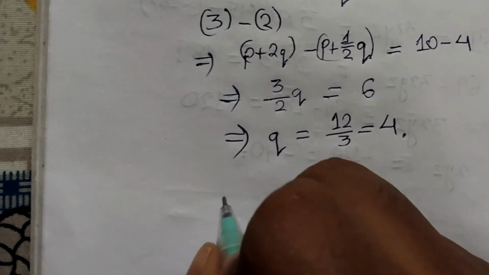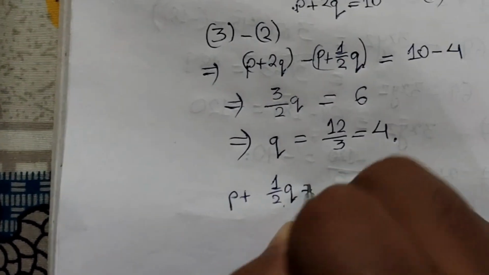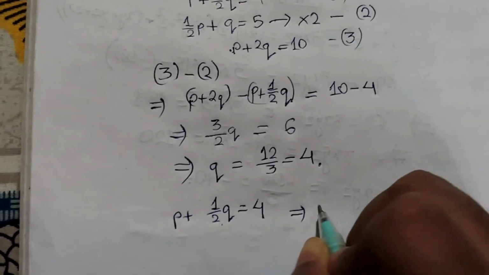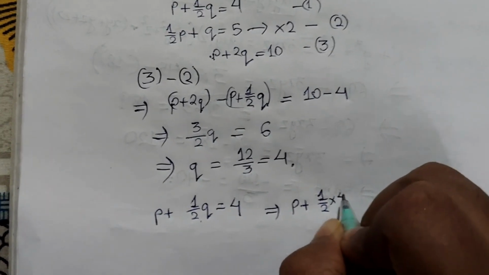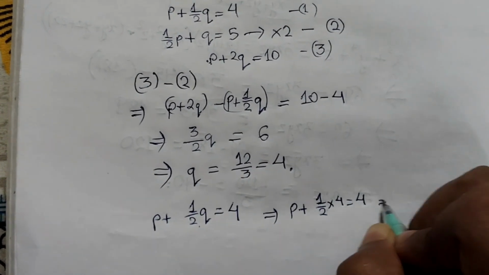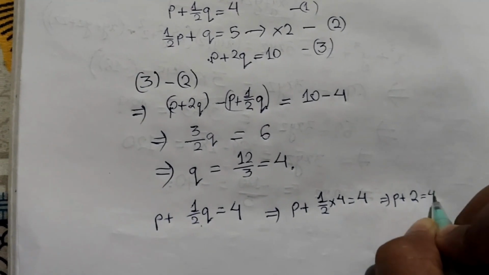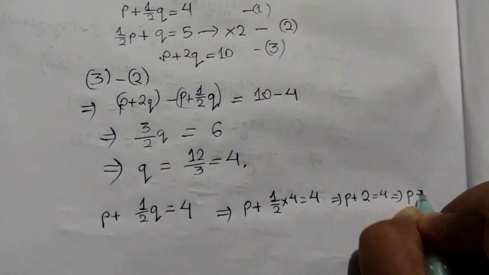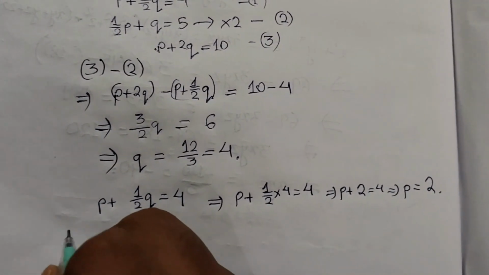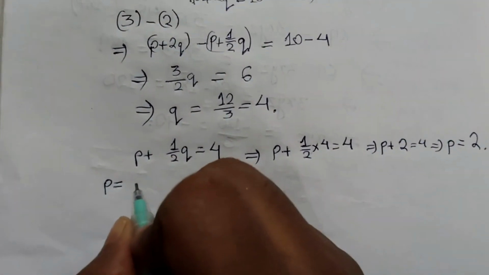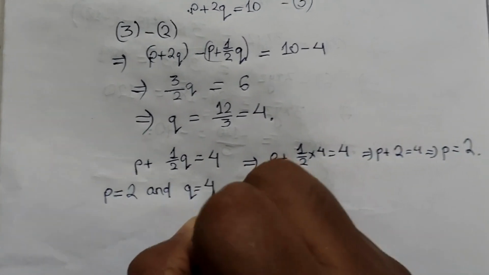So if q is 4, then we know that p plus half q is 4. So p plus half into 4 is 4. So p plus 2 equals 4. So p equals 2. Okay, so now I've got both values. p is 2 and q is 4.